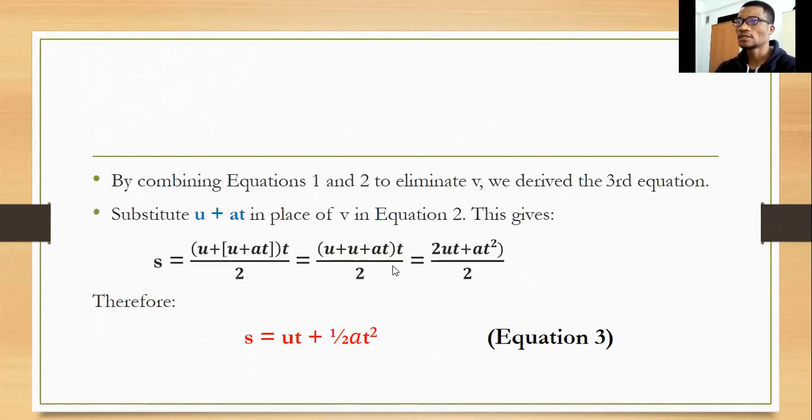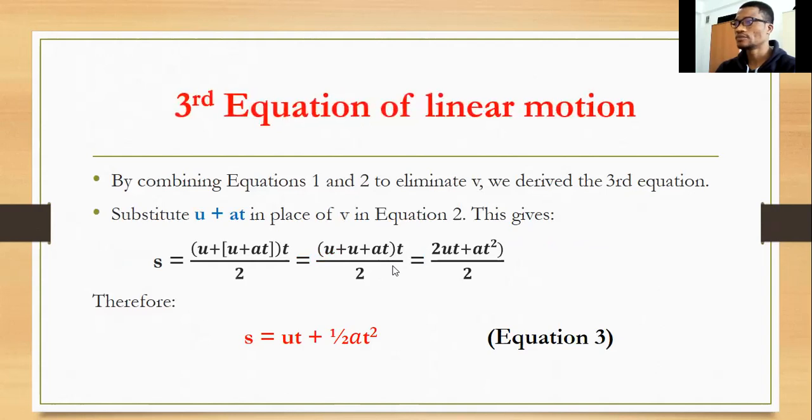which is the third equation of linear motion. This equation is also very important. By combining equations 1 and 2 to eliminate v, that is final velocity, we derive the third equation. So what we do here is we combine equations 1 and 2 to eliminate the letter v, which is our final velocity, and then we derive the third equation. So let's see how it is done.